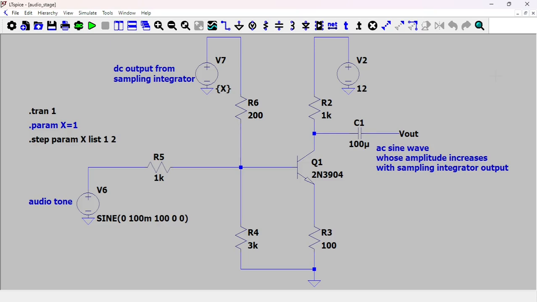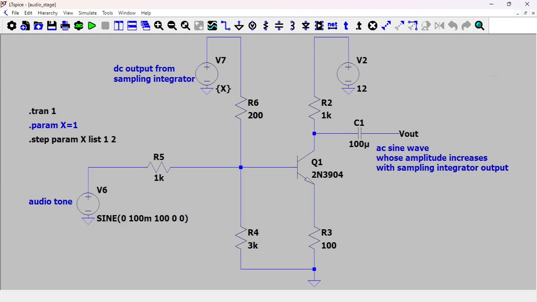Okay, so this is the last video about pulse induction metal detectors. This is the audio stage. So remember from that video on the sampling integrator, the output of the sampling integrator is a DC voltage or near DC voltage that indicates the presence of a metal target under the coil.